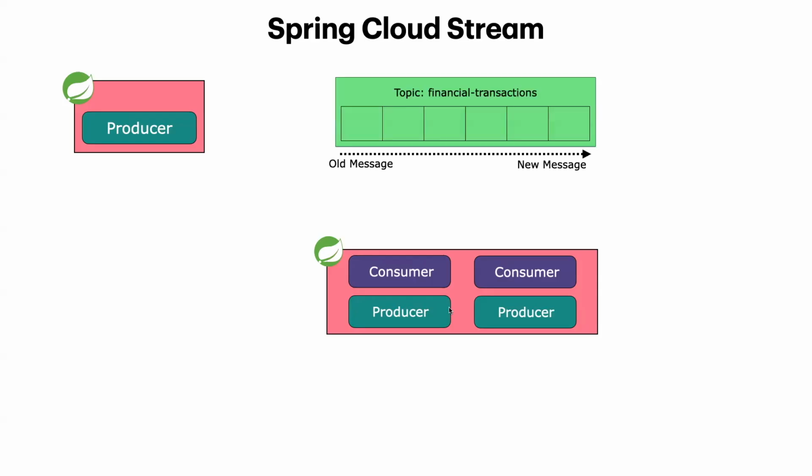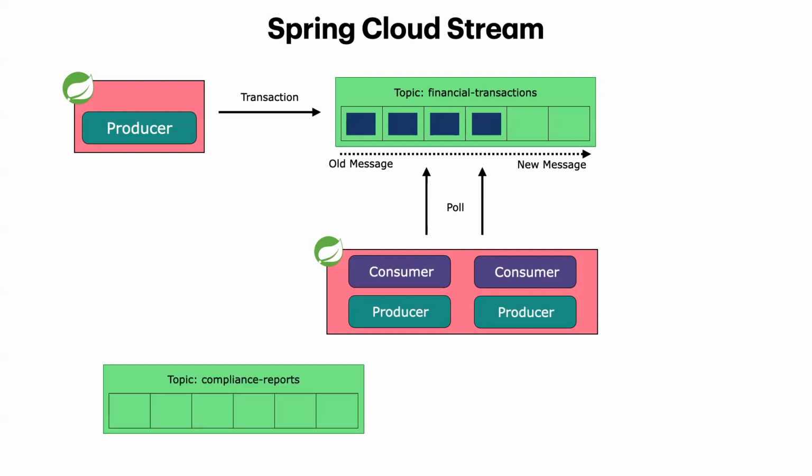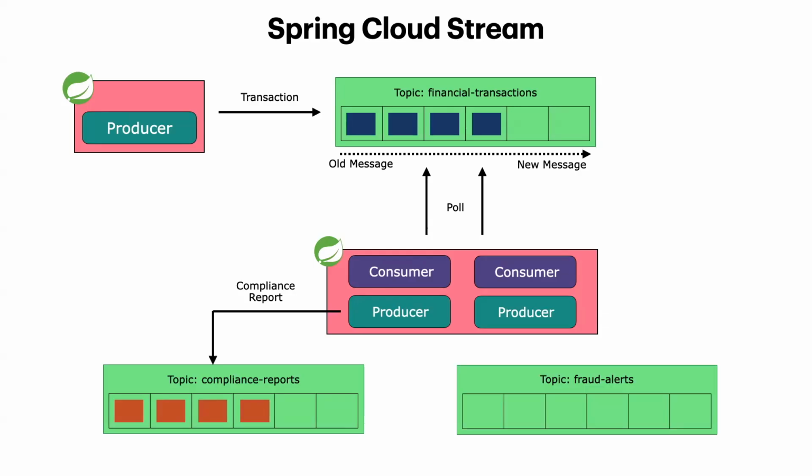We will have one topic, that is financial transaction. The producer will send a message on this financial transaction topic. Then our monitoring service will consume this message and send a message on a particular topic. The compliance monitoring service will send the message on the compliance report topic, and the fraud detection service will send the message on the fraud alerts topic. So we are going to have multiple producers and consumers in our system.